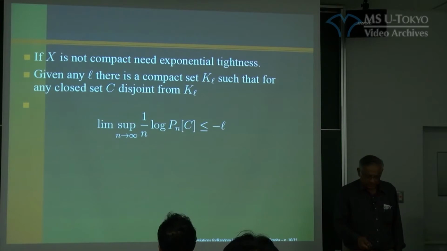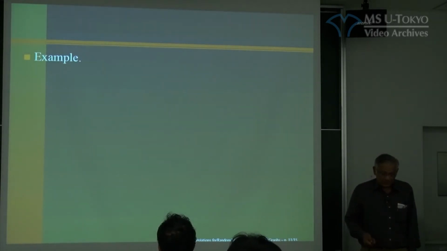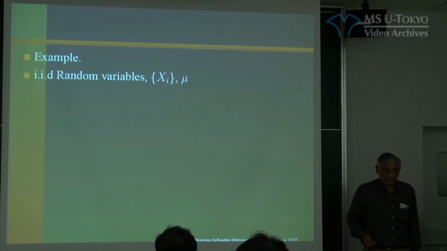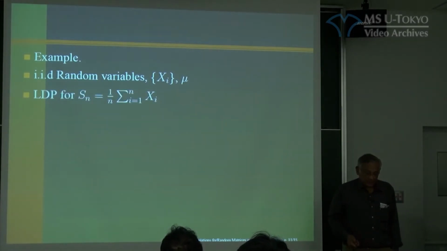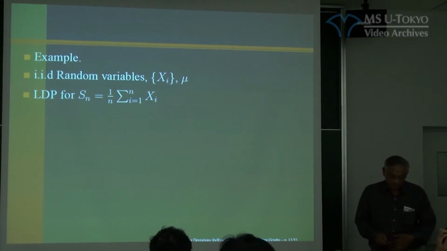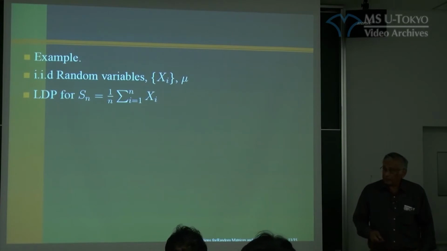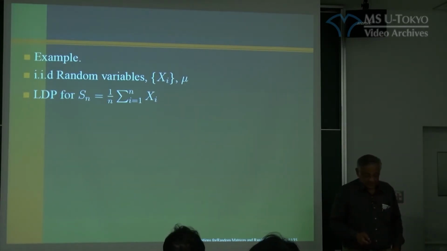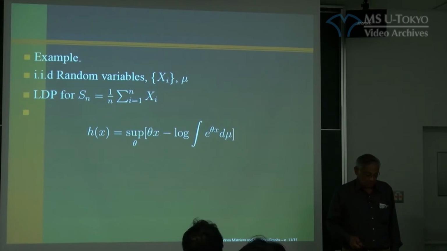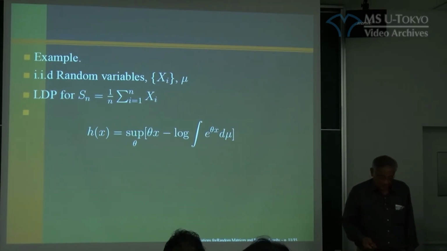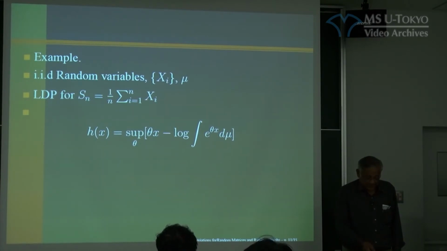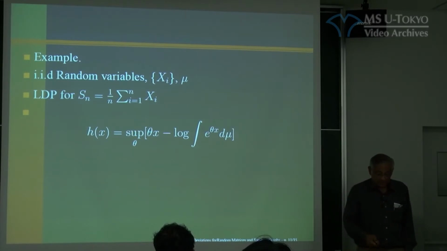So, given any L, you want a compact set K_L such that for any closed set C disjoint from K_L, you have this estimate. There is one example which is sort of the simplest example one can have. You take a sequence of independent random variables with a common distribution, and then you look at the sum, the arithmetic mean of these n random variables. The law of large numbers says that S_n converges in probability to the expected value of X_i, and then you can ask what about the large deviation rate function here. There is a large deviation for S_n, the normalized average, and the rate function is given by this formula.